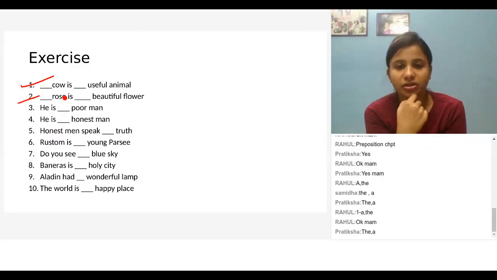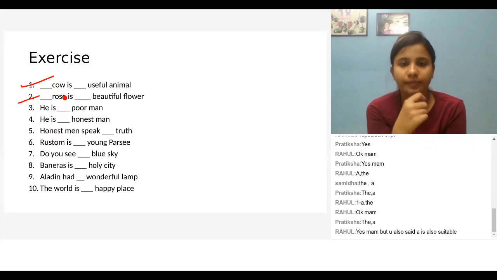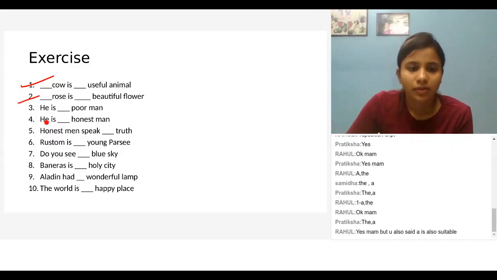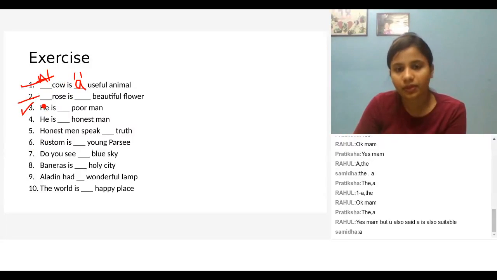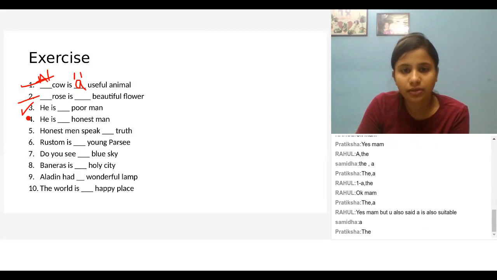Okay, right, Pratiksha. Third. Yes, so you can say a cow is a useful animal. See, here we always have an a. You can put a the here or an a here. Okay. So Rahul, you had put a the here, which was incorrect. Okay, so third one quickly. Okay, Samida, right. Fourth one.